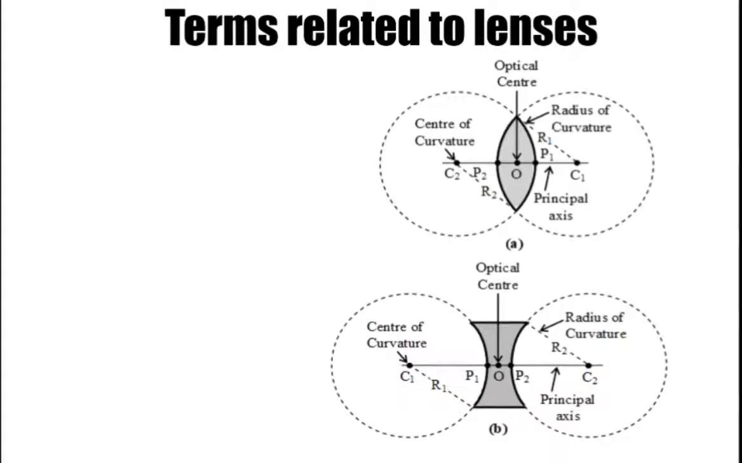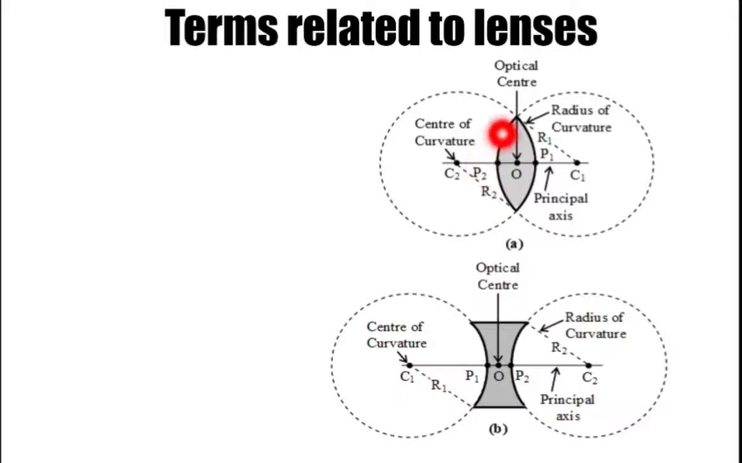Now there are various terms that are associated with the lenses. So remember, this is the shape of the convex lens and this is the shape of the concave lens. And keeping these spherical surfaces, you can see this is one spherical surface of the convex lens, this is the other spherical surface of the convex lens. Similarly, here also you can find these are the spherical surfaces.